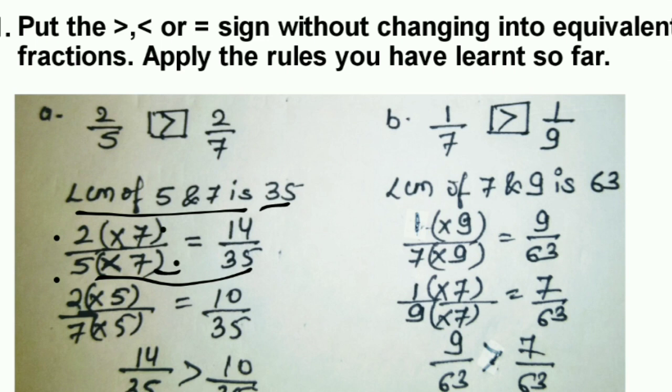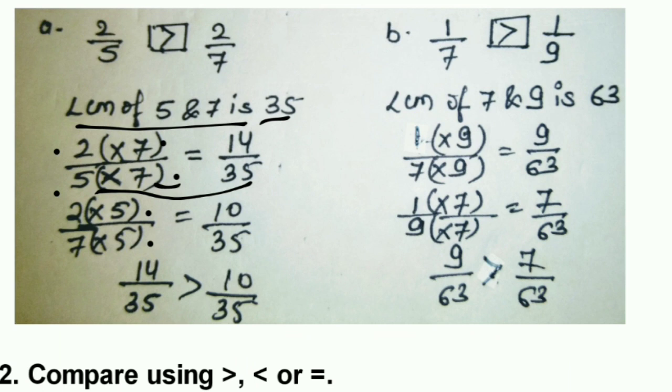So 14 upon 35. Same here, in the 7 table this 35 will come 5 times. So the same number we will multiply here. So 2 5s are 10. After this we will compare it, 14 upon 35 or 10 upon 35. So the greater number is 14 upon 35. It means this is 2 by 5 only.